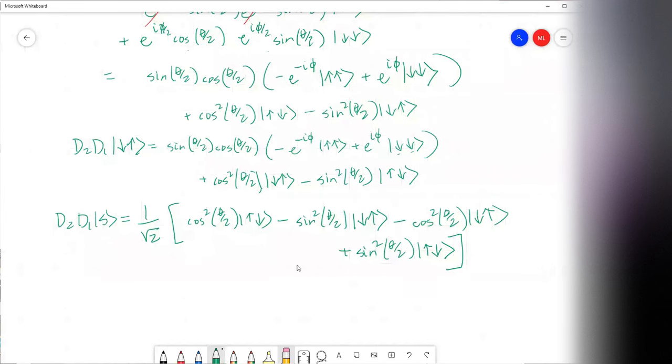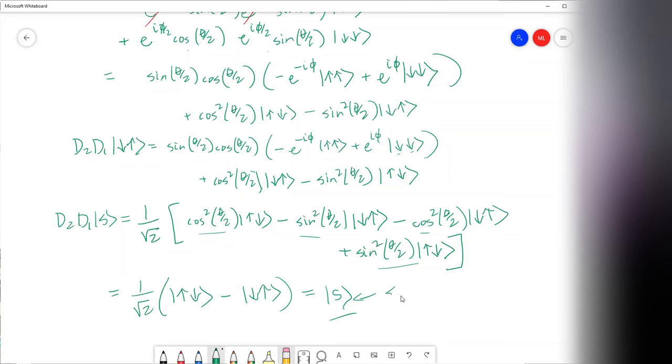So what do we get? This cosine squared can combine with this guy. And you get 1 over square root of 2 up, down. And then this sine squared can combine with this cosine squared and you get minus down, up. So lo and behold, when you rotate the spin by an arbitrary angle, you get back out the same state. So this spin singlet, whatever it is, is spherically symmetric.